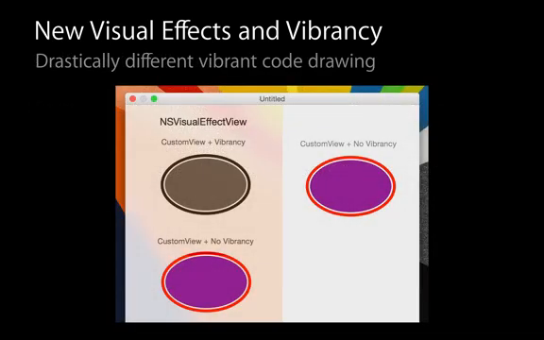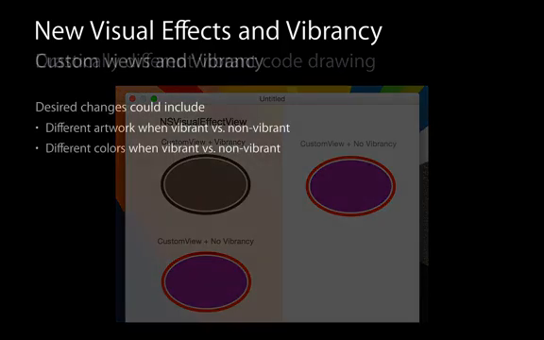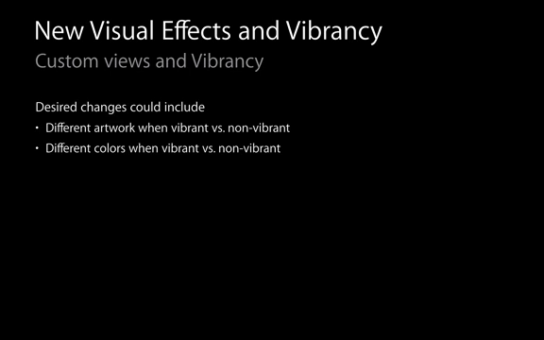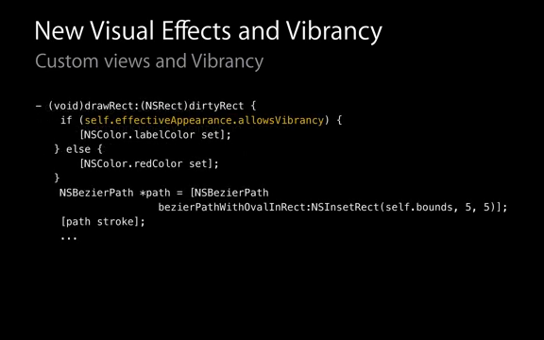Let's discuss how you would actually achieve something like this, where the same view, when it's in a visual effect view, draws one way, and when it's in the regular aqua appearance, it's drawing another way. And in this case, when it's in the aqua appearance, I'm drawing red and purple just to be dramatically different. So why would you want to do this? Well, in your application, you might want to provide different artwork for when you're inside of a vibrant appearance than when you're not inside of a vibrant appearance and when you're inside of a regular aqua appearance. Or you could use different colors or something along that line. In this particular case, I'm just using different colors.